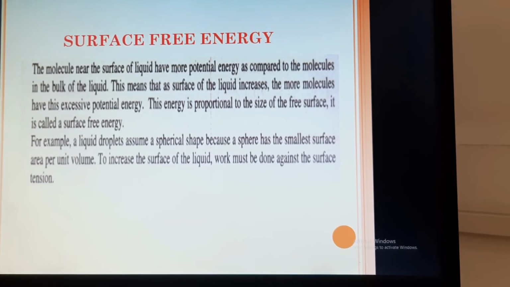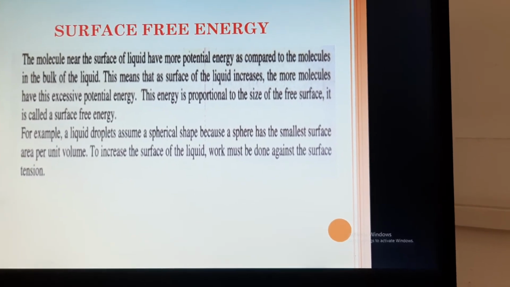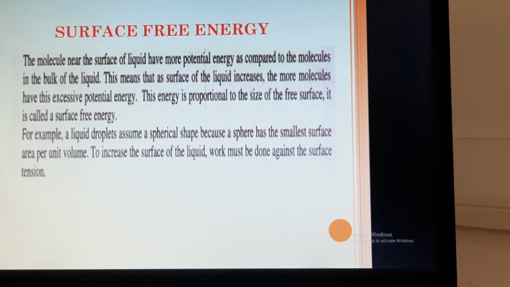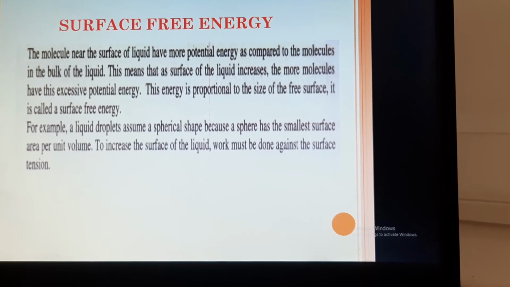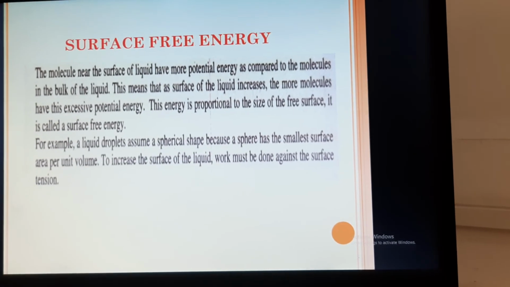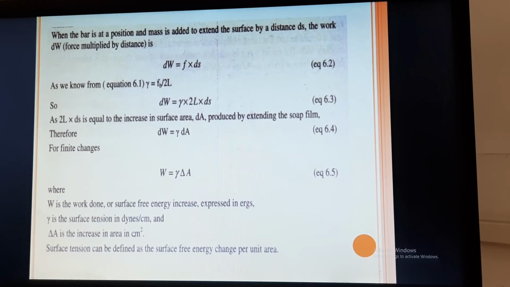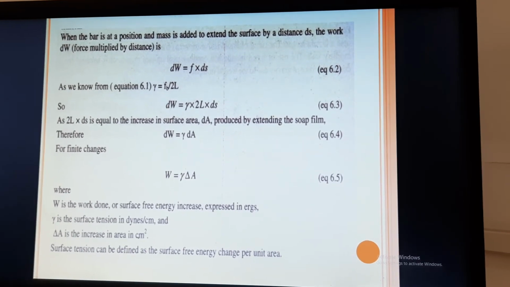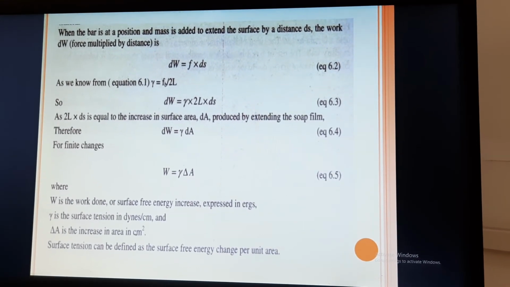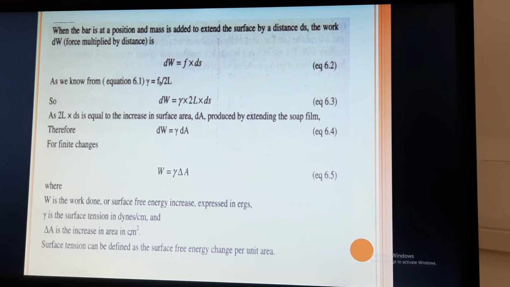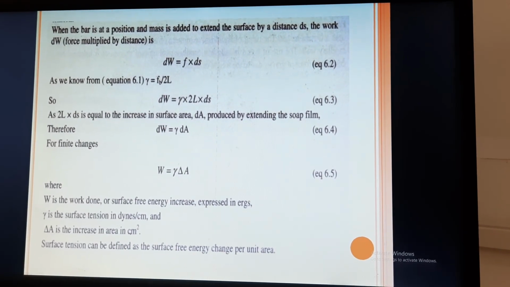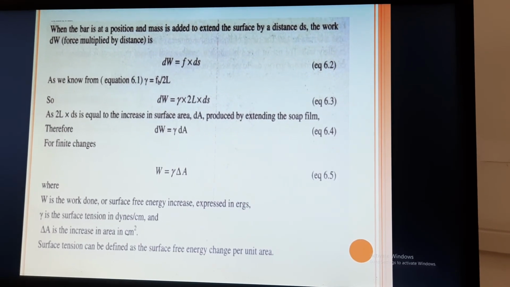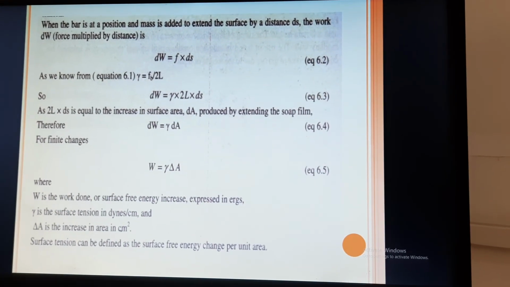For example, liquid droplets assume a spherical shape because the sphere has the smallest surface area per unit volume. To increase the surface of the liquid, work must be done against the surface tension. When the bar is at position and mass is added to extend the surface by a distance ds, the work done is represented by the equation dw is equal to F into ds, where dw is the work done, F is the force, and ds is the distance.